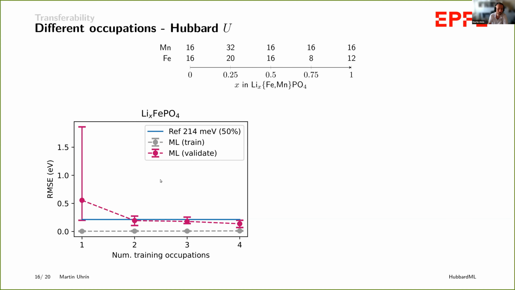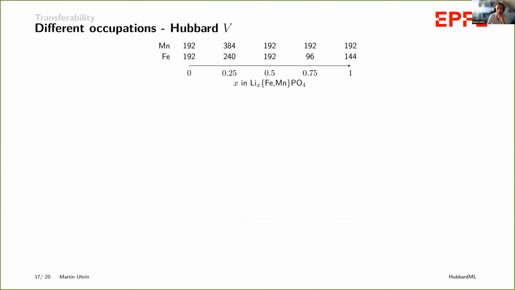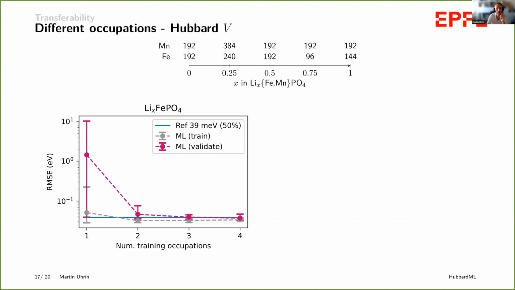But by the time you've shown it 2 out of these 5, it's already making very, very good predictions for the whole set. So this was for the iron. This is for the manganese. It's slightly worse. I found that the manganese seems to be a lot more difficult to learn in general, no matter what I ask of the model. But it's still, after 2, reasonable. By the time you've shown it 3, it can predict the other 2 oxidation states with a fairly low error. So this was all for the Hubbard U, sorry. And if we now switch to the V, we play the same game.